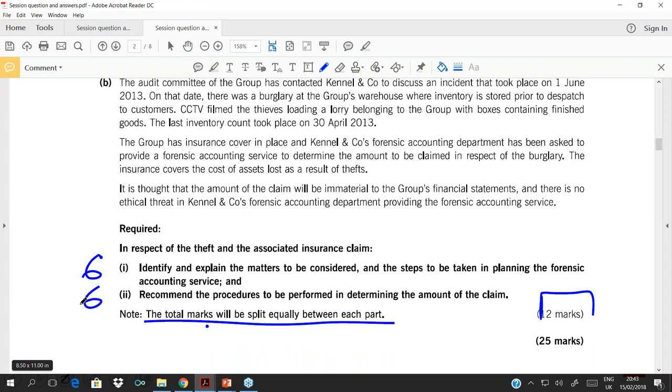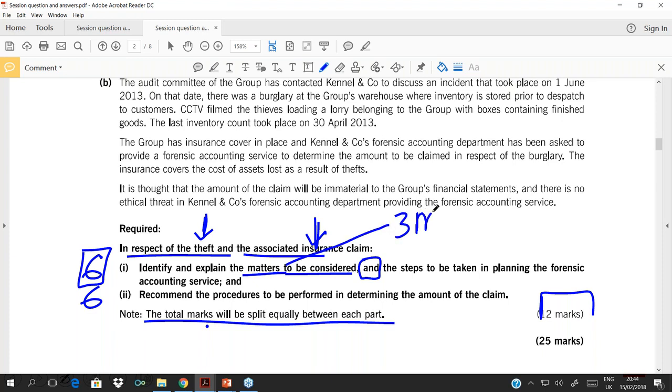Now let's see the same thing we did just prior to the break. Can you see this word "and" here? The "and" means these 6 marks will be divided between something before and something after "and." Let's see what the examiner is asking. It says, in respect of the theft and insurance claim, identify and explain the matters to be considered. So how many marks should I allocate to the matters? Out of the 6, 3.